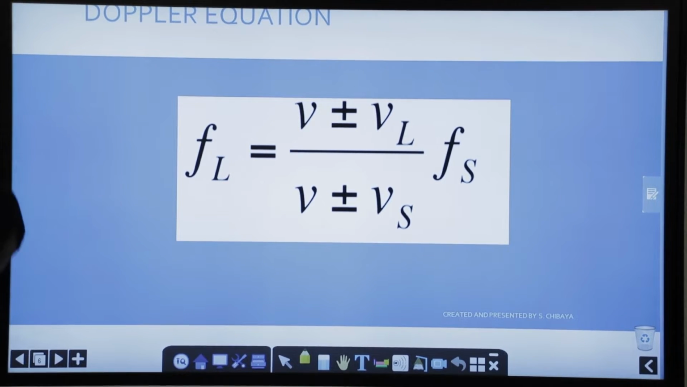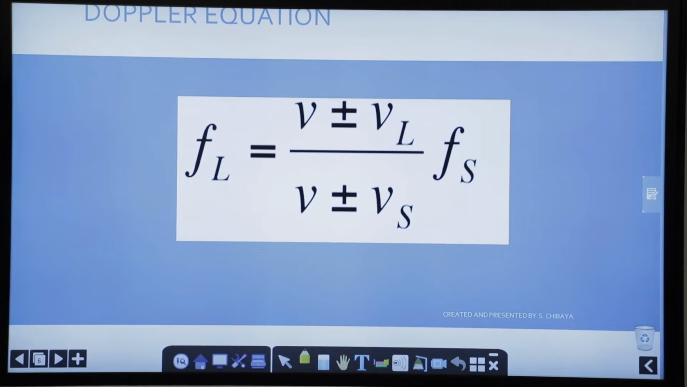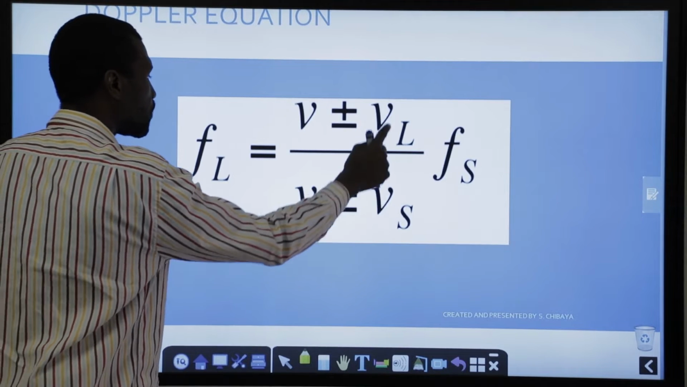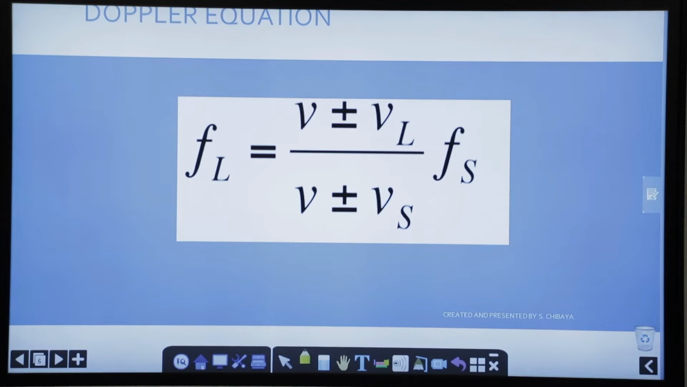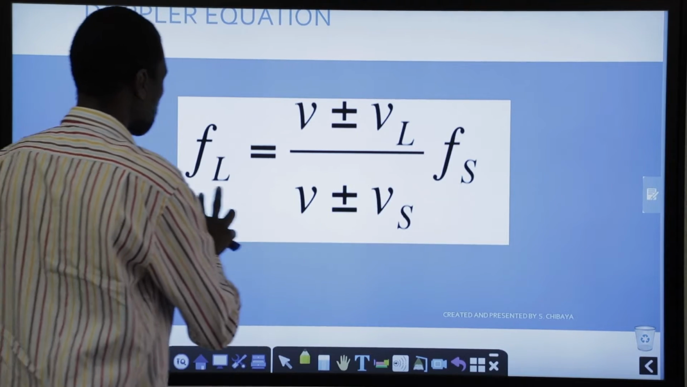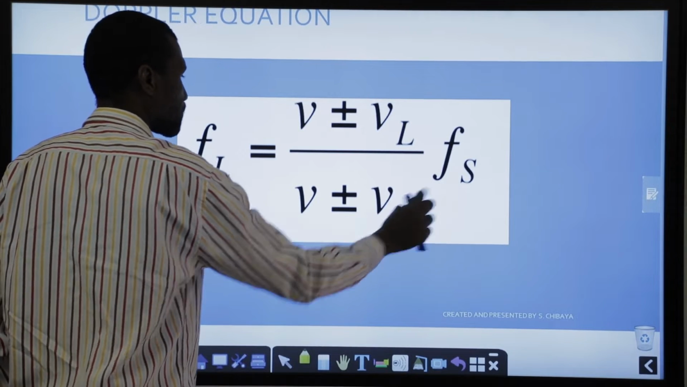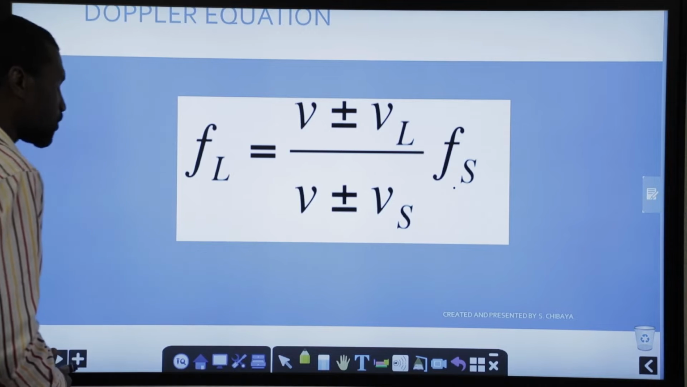Your FL is the frequency observed by the listener. Your V is the velocity of sound. You'll be given the velocity of sound in a question. The VL is the velocity of the listener. The Vs, again, is the velocity of the source, and velocity is measured in meters per second. Frequency, as we all know by now, is measured in hertz. This is the frequency of the source. But how do you know when to use positive or negative?